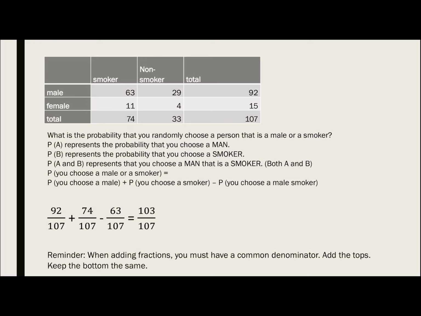So add and subtract. Remember, when adding fractions, you must have a common denominator. Add the tops, keep the bottom the same. The common denominator won't be a problem here because in probability, the bottom is always the total. The total number of people will always stay the same.